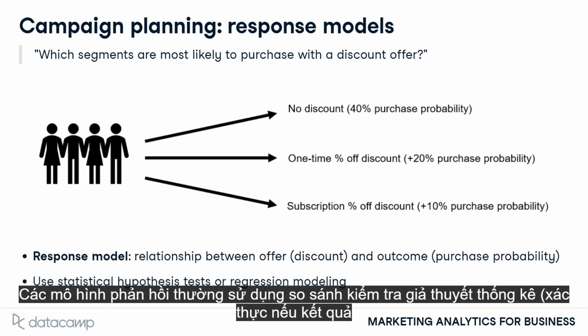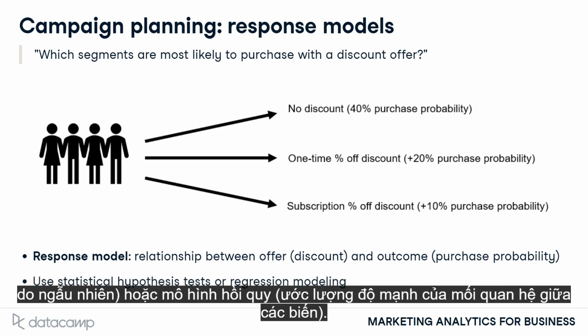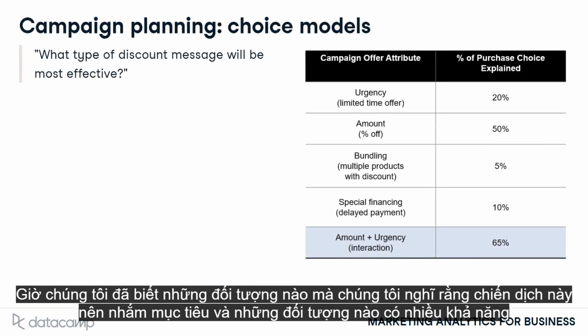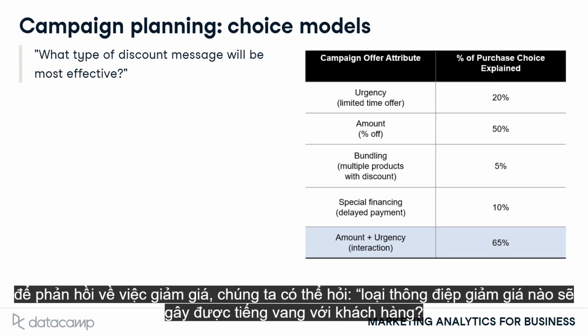Response models typically use statistical hypothesis test comparisons, validating if results are due to chance, or regression modeling, estimating the strength of the relationship between variables. Now that we know which audiences we think this campaign should target and which are most likely to respond to a discount, we can ask, what type of discount messaging will resonate with customers?